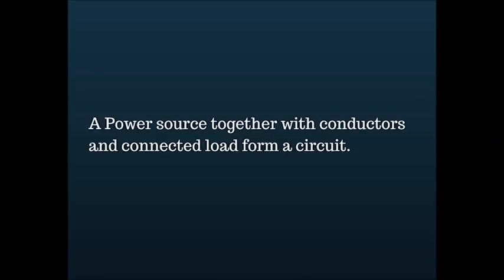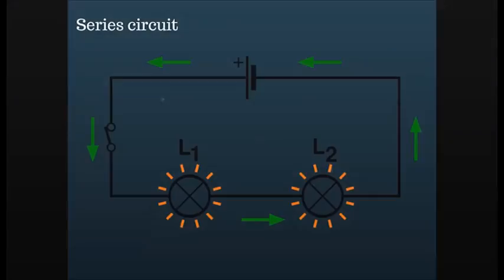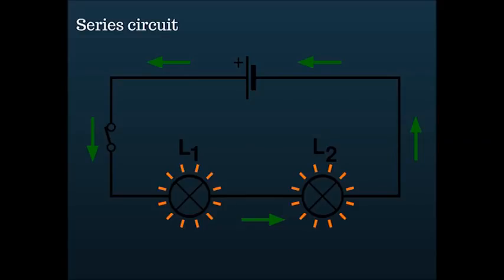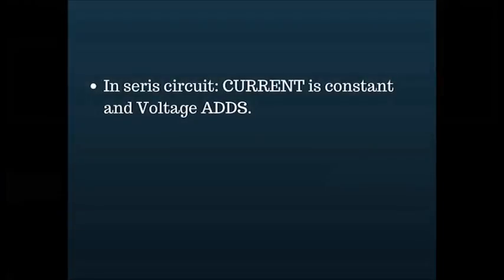Together, a power source, conductors, and loads make an electric circuit. Electric circuits can be configured in series or in parallel to power several loads such as light bulbs, TVs, washing machines, and many others. In a series circuit made of load 1 and load 2, the negative of load 1 is connected to the positive of load 2. Current is constant in a series circuit and voltage adds.